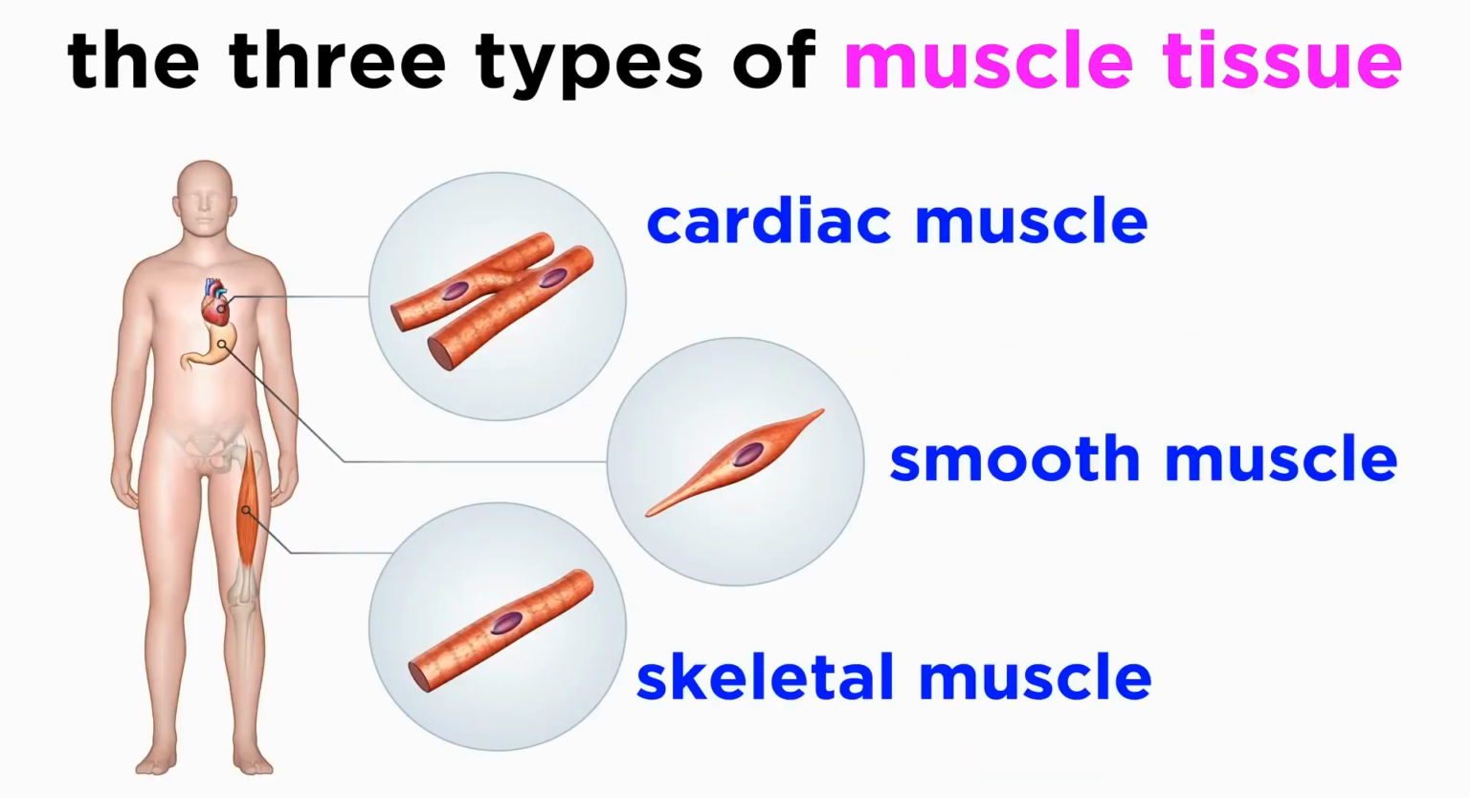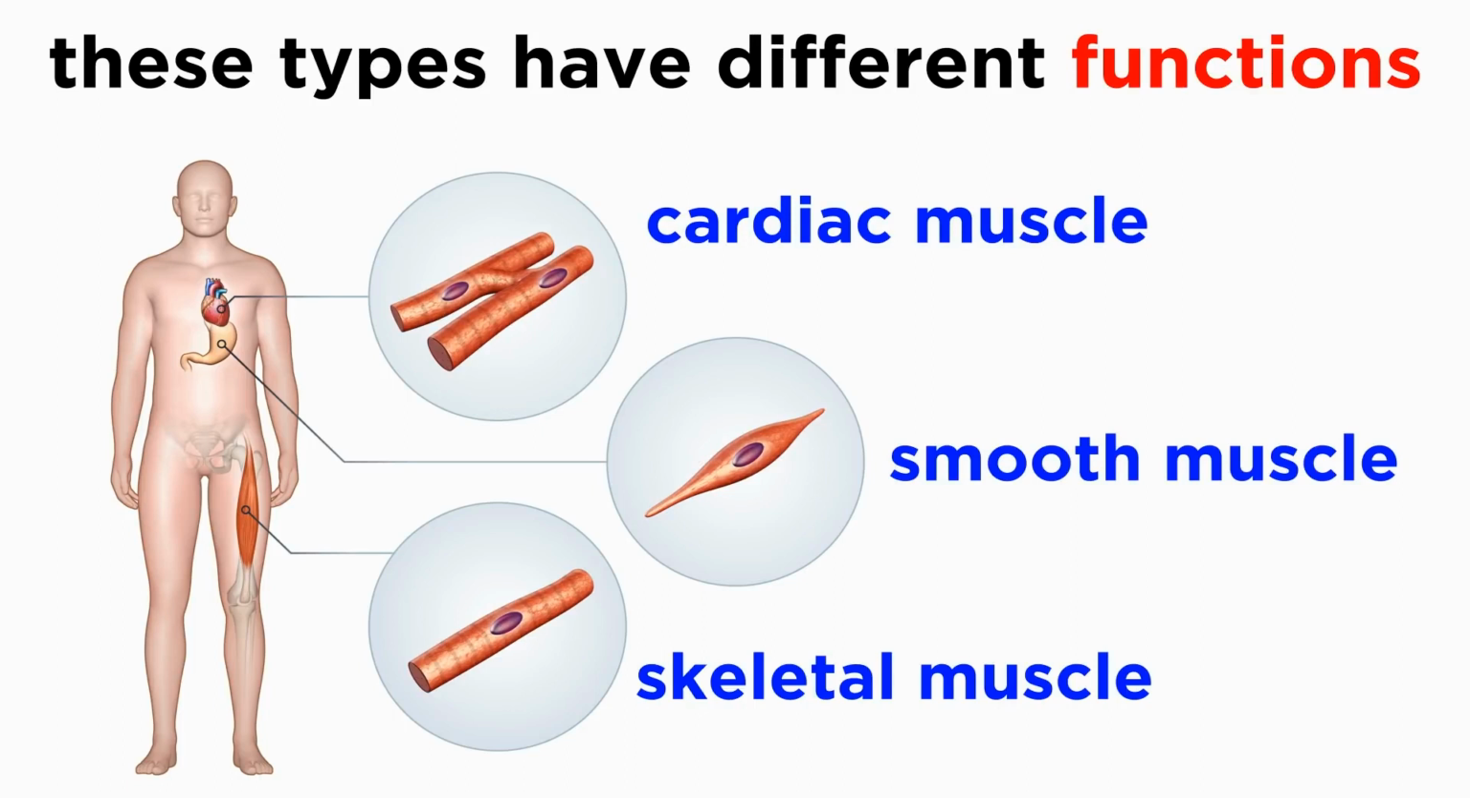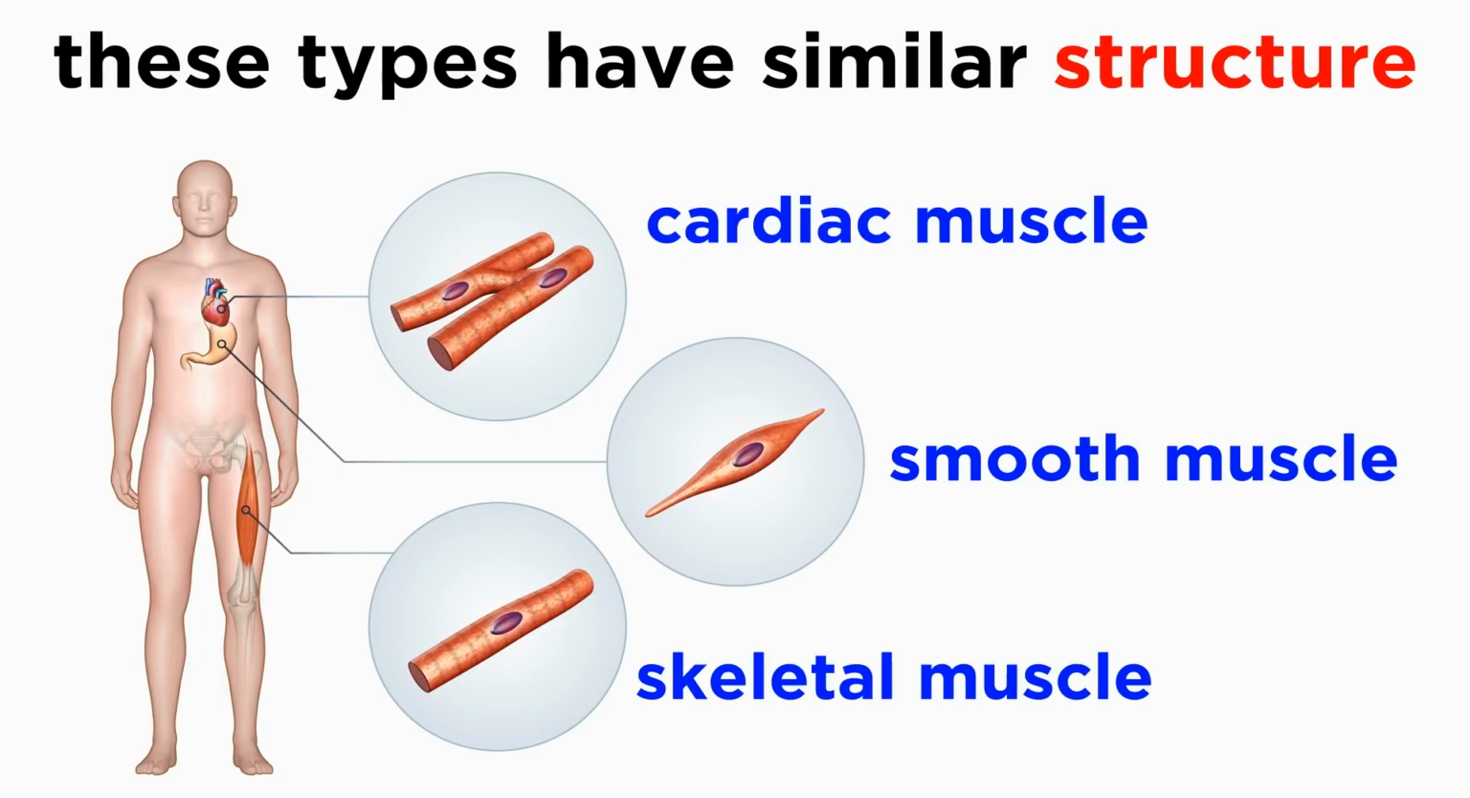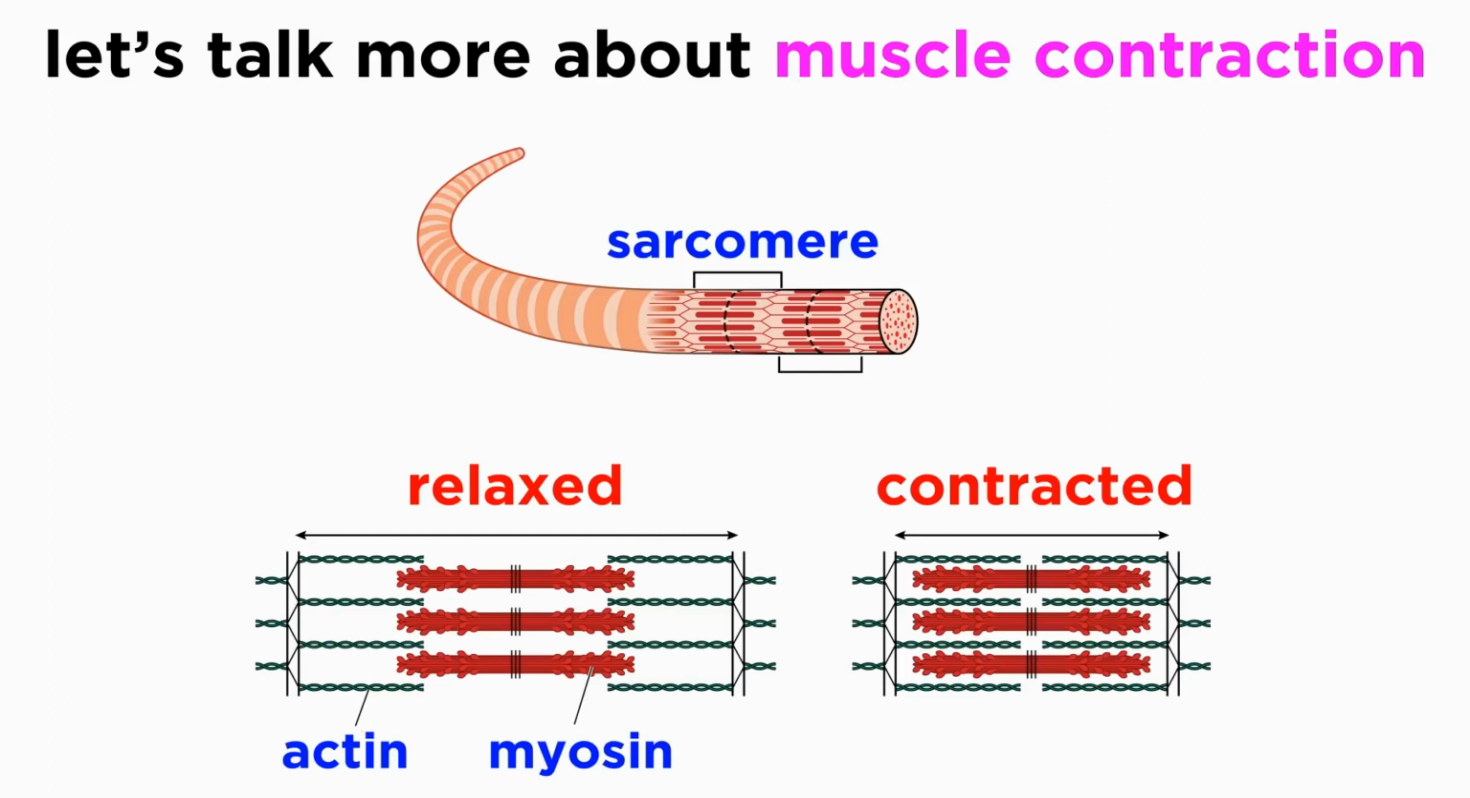So with that, we now know a bit about the three different types of muscle tissue, those being skeletal muscle, cardiac muscle, and smooth muscle. We can clearly see how these three types are quite different in terms of functionality, but remarkably, they are all extremely similar in structure. Now that we have a decent grasp on the structure of a muscle, let's talk about muscle contraction on the molecular level so that we can better understand this incredible process.